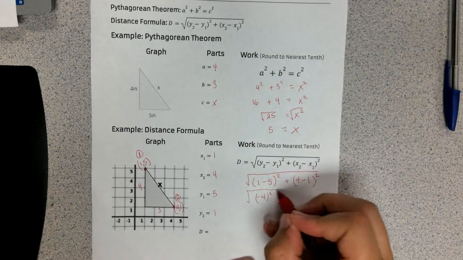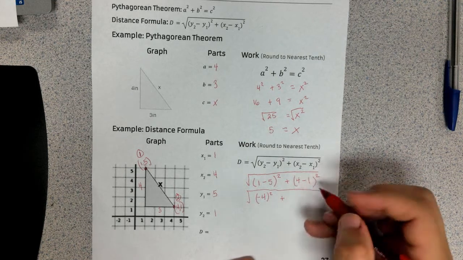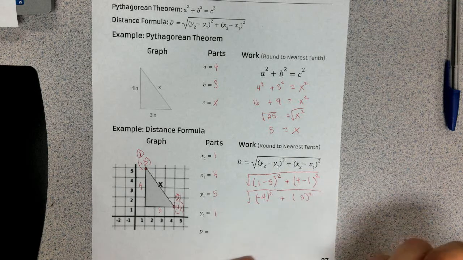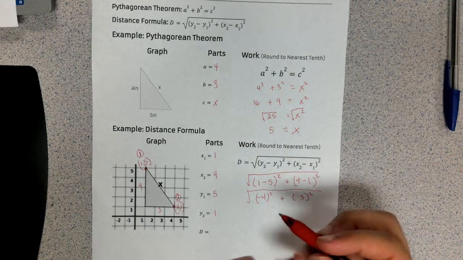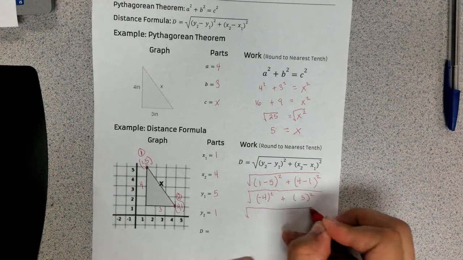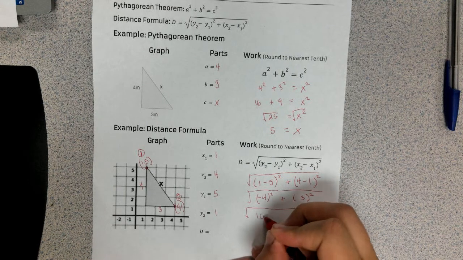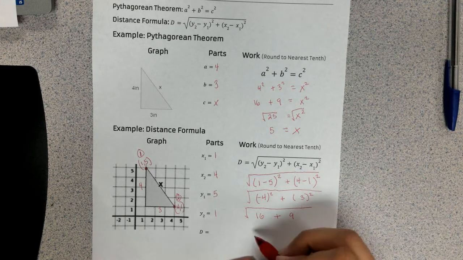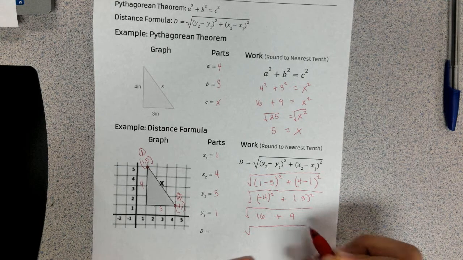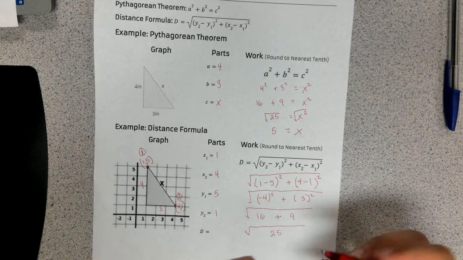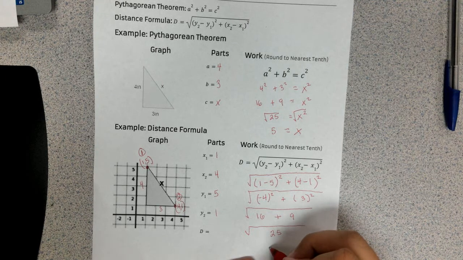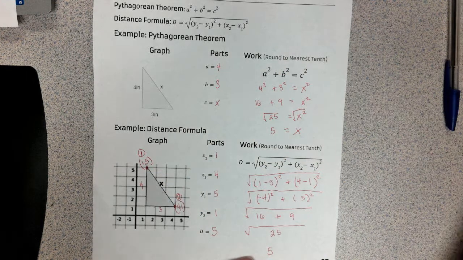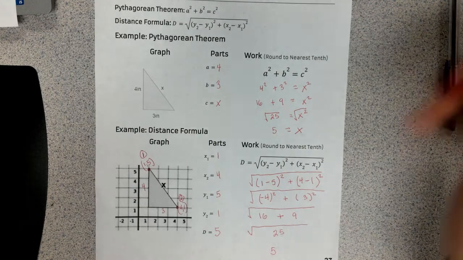Make sure you bring that square root. I almost forgot. Plus, parentheses, 3 squared. And I like to keep the parentheses because that helps me make sure. When I plug this in the calculator, I get negative 4 squared is just 16, a positive 16, plus positive 9. So then I end up with the square root of 25, which we find out is just 5. So my distance for my hypotenuse is still 5.